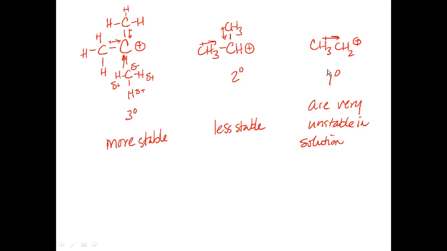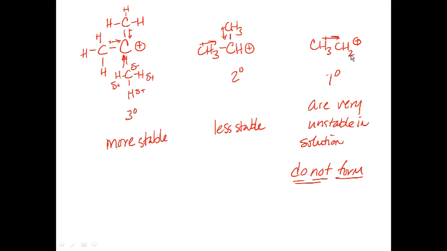Solution isn't a high energy environment. So therefore, primary carbocations are very unstable in solution, and we are going to basically say that they do not form. Therefore, we do not write the structures of primary carbocations in our mechanisms. We're going to treat them as if they don't form. Now, primary radicals are perfectly fine. They're not stable, but we can write them. We never write the structures of primary carbocations in this class.